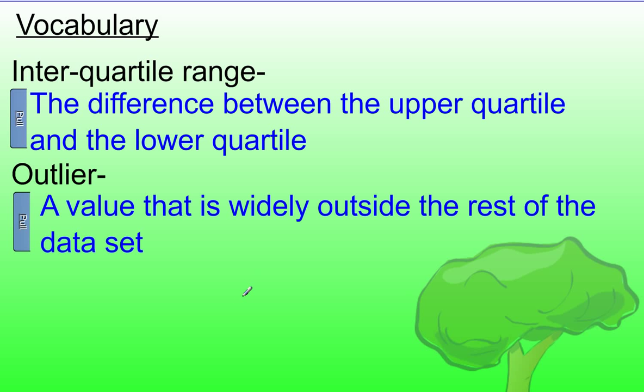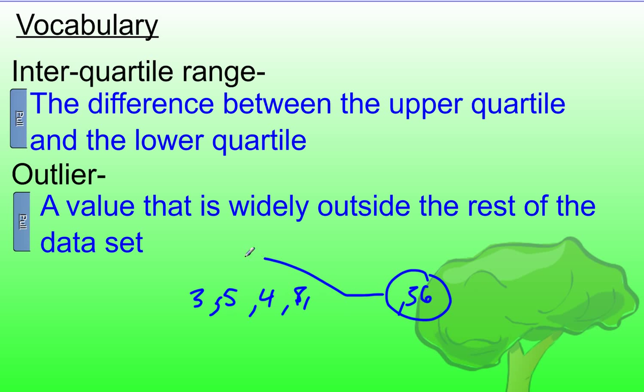A simple little example I can think of would be, if you're talking about rainfall or something like that, and you got like 3 inches and 5 inches and 4 inches and 8 inches, and all of a sudden there's this one day that it rains like 36 inches. Well, that would be an outlier because that value right there is nothing like the rest of the data. This guy is so different from the rest, so he would be considered an outlier.